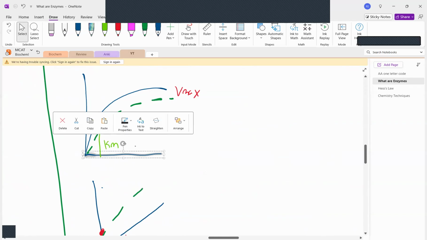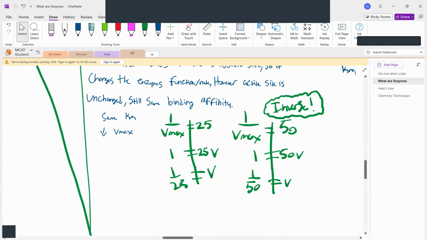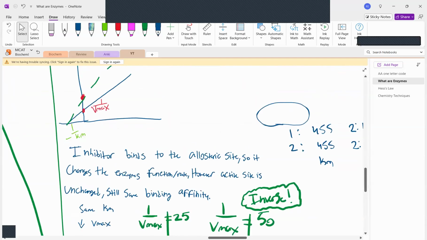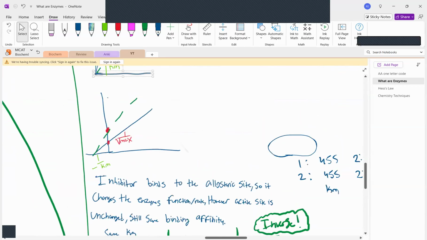So Vmax is lowered. And yeah, it's just more or less saying the same thing. Yeah, and it's the same thing.